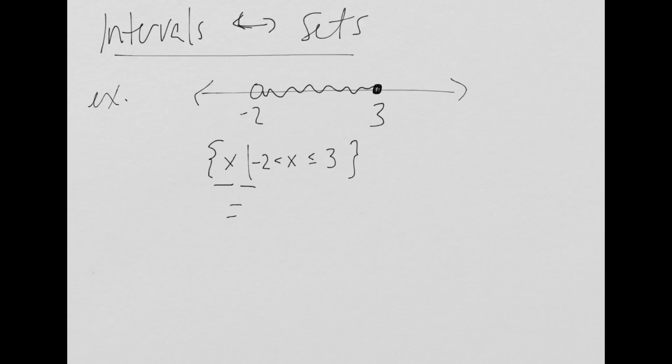Now as an interval, kind of to the side here, parentheses mean not equal to, brackets mean you can be equal to. So over here, I want to be larger than -2, less than 3, but I also could be equal to 3. So that's one example, intervals and sets.